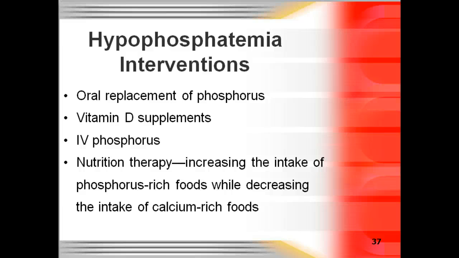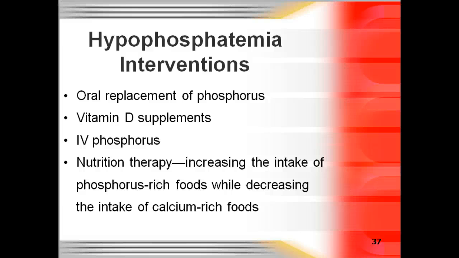Hypophosphatemia interventions. Of course, you're going to orally replace phosphorus. You're going to give vitamin D supplements. You can give IV phosphorus. You can also eat foods that are phosphorus rich. You're going to get stuff like fish, beef, chicken, pork, organ meats, nuts, and whole grain stuff. That's the kind of stuff that you want to have.